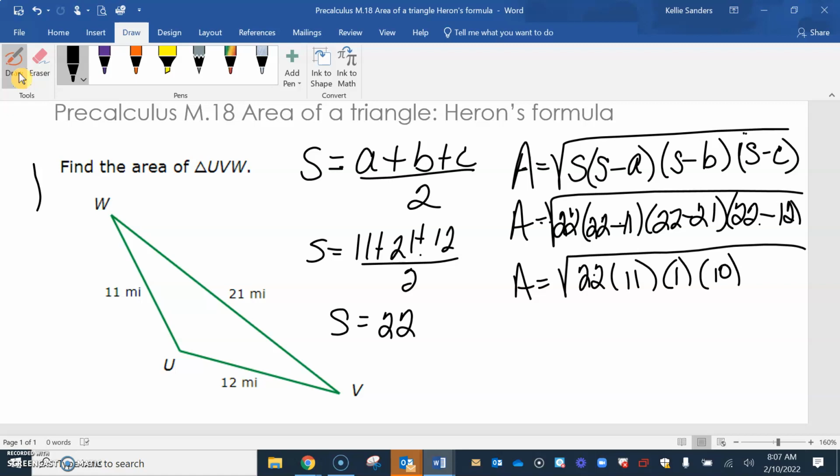Okay, so 22 times 11 times 10 is 2420. And we're going to take the square root of that. 49.2.